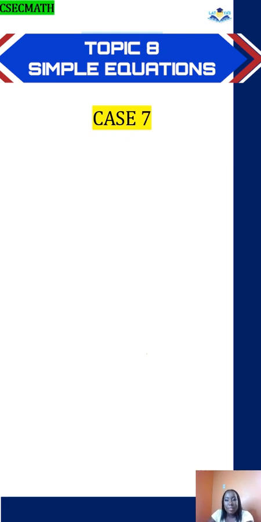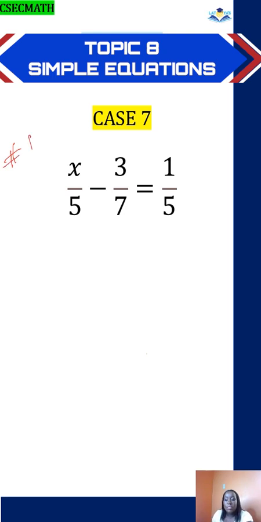Case 7, we're going to be solving this equation that involves fractions. Now, when you're adding or subtracting fractions, we have to remember that we must have common denominators. And if we don't have common denominators, we have to find the LCM. Now, I'll be showing us how to work this question out in two ways. First, I'm going to find the LCM. And the second method, I'm going to multiply each fraction by the LCM. So let's do method 1.